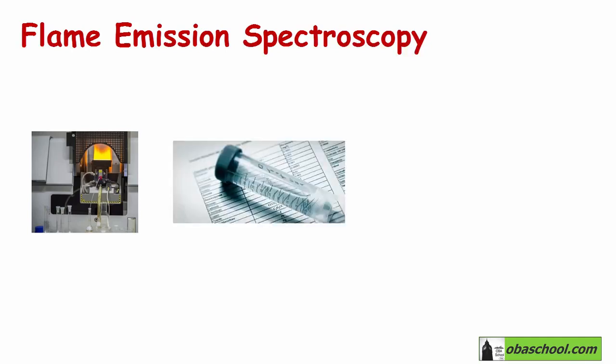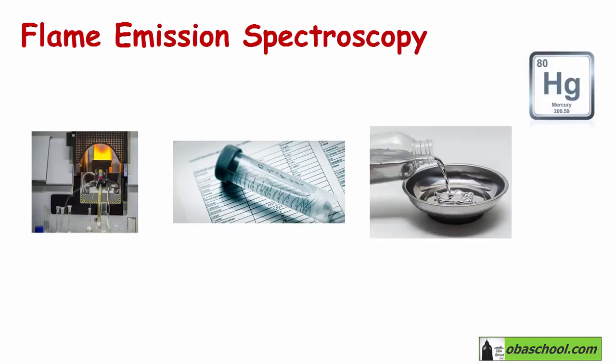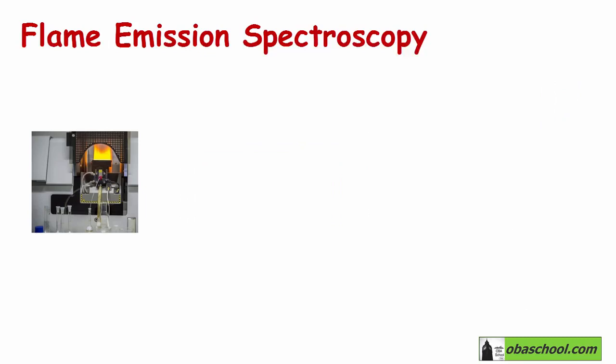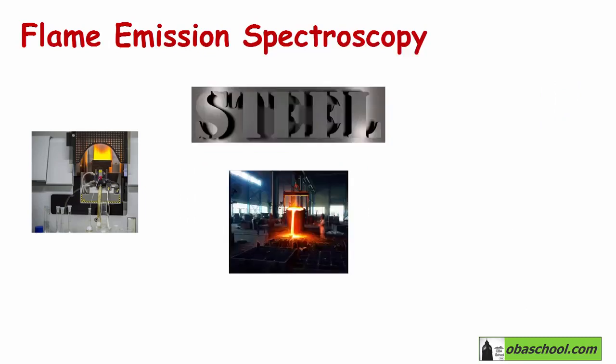So, for example, we know that the heavy metal mercury is a dangerous toxin which can build up in our body. Flame emission spectroscopy can help us detect any mercury present in water. Also, other pollutants such as zinc and lead can be detected as well. Flame emission spectrometers are also used in the steel industry.